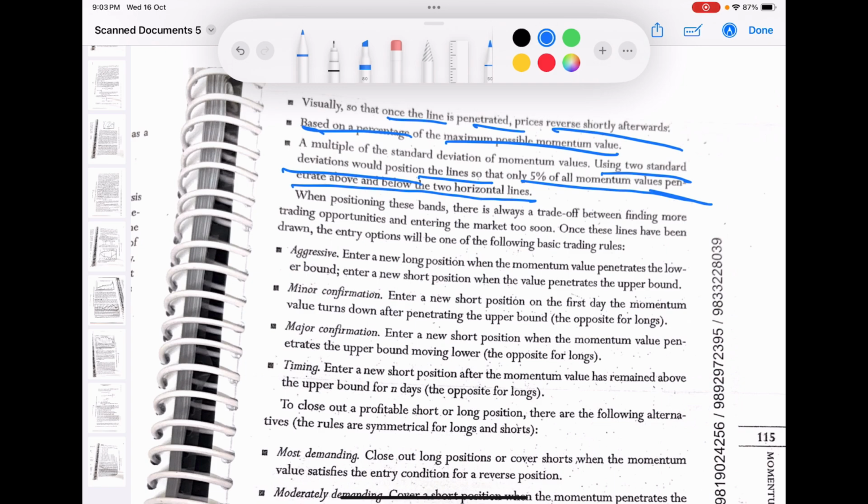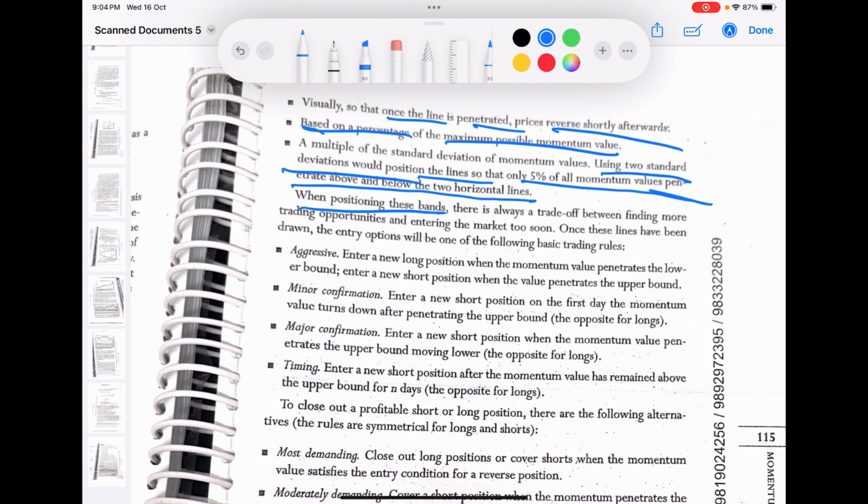You need to understand that whenever we are drawing the bands above and below the momentum indicators, we are usually considering standard deviation. Standard deviation is always considered when you're drawing these bands, because that gives you a very optimum value, such that only 5% of the price can go above and below the bands. The rest of the price movement is going to be in between our indicator. Only the 5% price will be above and below the bands.